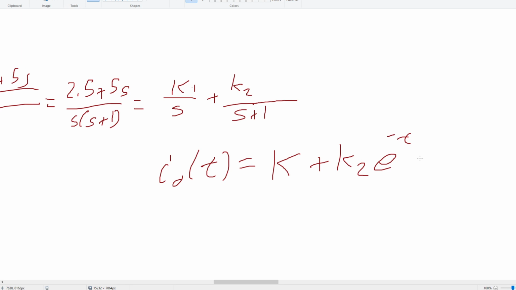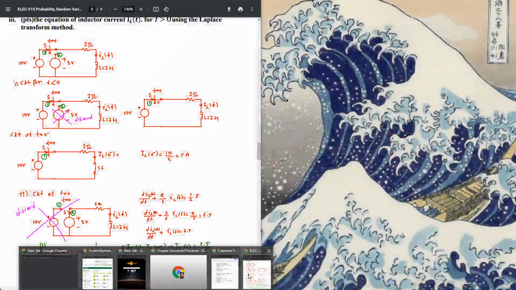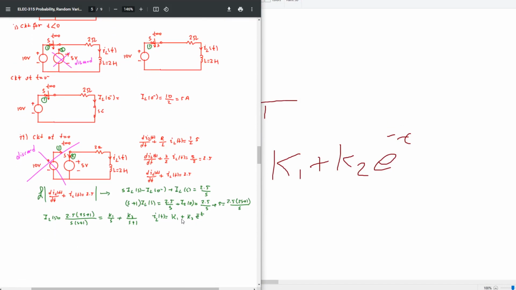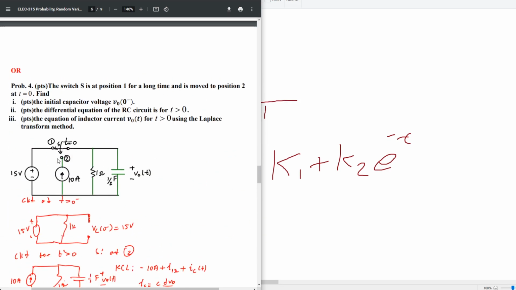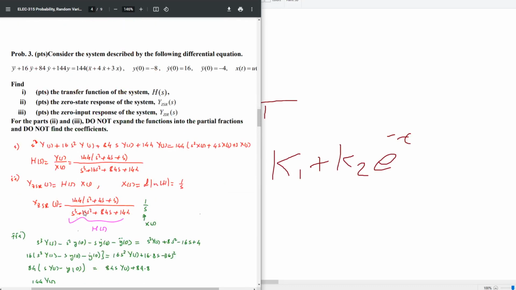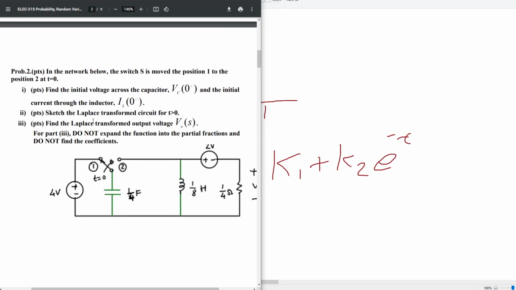Okay. And I'm just going to hope that that's the answer over here. Let's check. K1 plus K2 e to the negative t. That's great, honestly. So this one isn't too bad, right? Especially part 1. Part 1 for this one and question 4 are really easy to do. Or sorry, this is question 4. For this one and question 2, very easy to do.